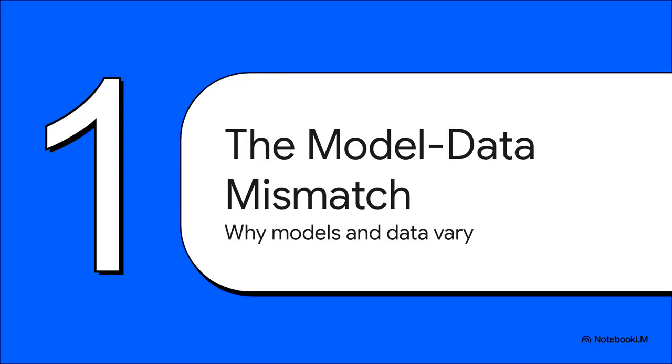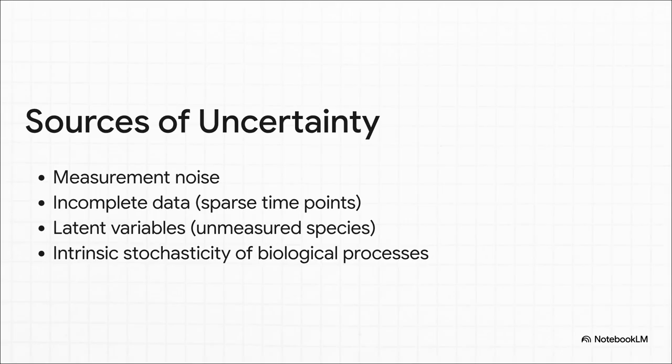Okay, so first things first, let's dive into that gap. Why don't our models and our data just line up perfectly right from the get-go? Well, it's because reality is swimming in uncertainty, and we have to account for it. And really, this uncertainty is coming at us from all angles. Our measurement tools have noise. We can't collect data every single nanosecond, so our data is sparse, it's incomplete. Often, we can't even measure every single molecule in a system. Those are what we call latent or hidden variables. And on top of all that, biology itself is just fundamentally random, or stochastic. So the whole point of parameter estimation is to find the model settings that best explain our data, despite all these sources of real-world messiness.